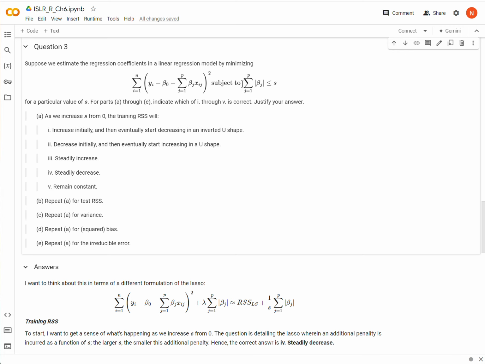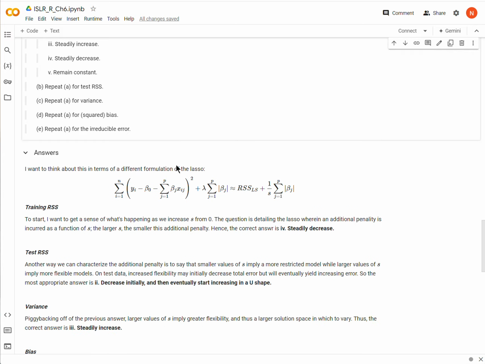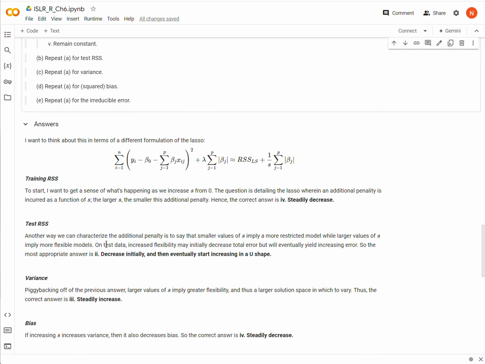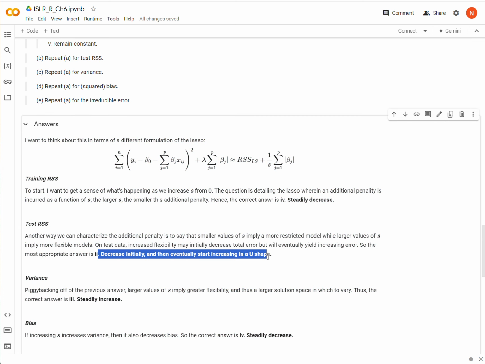So s starts at 0, and then it moves up, gets bigger and bigger. At first, we should expect to see the residual sum of squares decrease, because we're moving away from maximum bias, but then gradually increase, because at some point we become too flexible and we're adding too much variance to the testing residual sum of squares. So that should be the answer to 2: it decreases initially and then eventually starts to increase in a U shape.